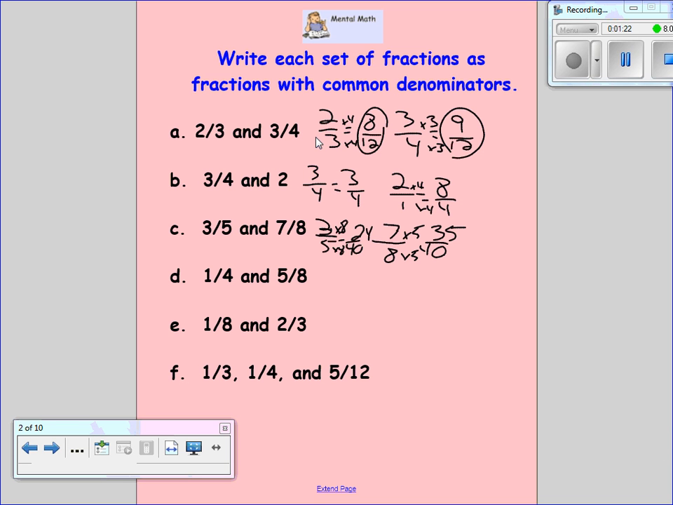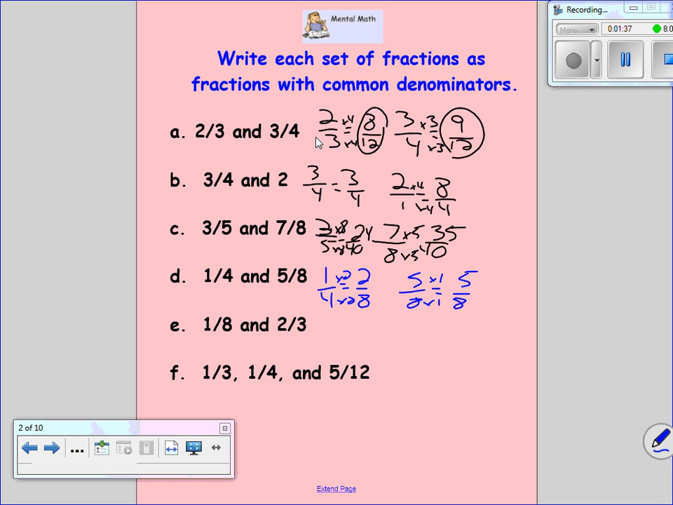Change colors here. Let's keep going here. We have 1/4. We have 5/8. 4 and 8, they both go into 8. Times 2 gives me 2/8, pretty easy. It's 5/8 because we're going times 1.